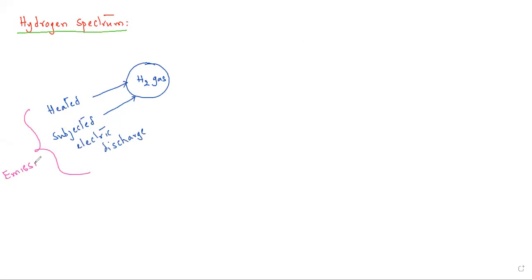I told you that heat energy or electrical energy are used for recording emission spectrum. Otherwise, light is focused on the gas and the transmitted radiation is analyzed, right? This is what we do if we want to go for absorption spectrum. Take any of these. Either you go with the emission spectrum or go with the absorption spectrum.